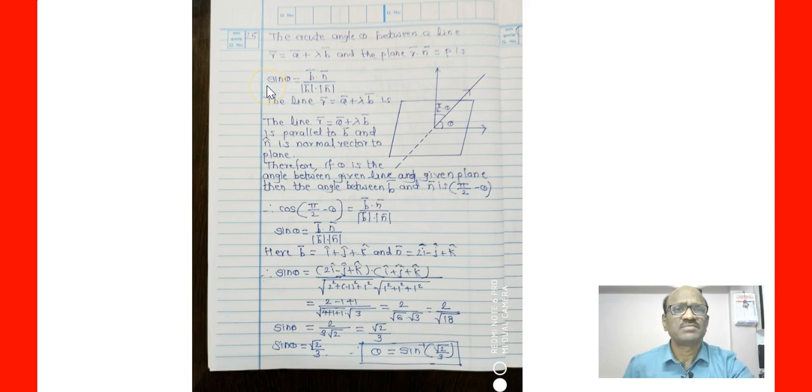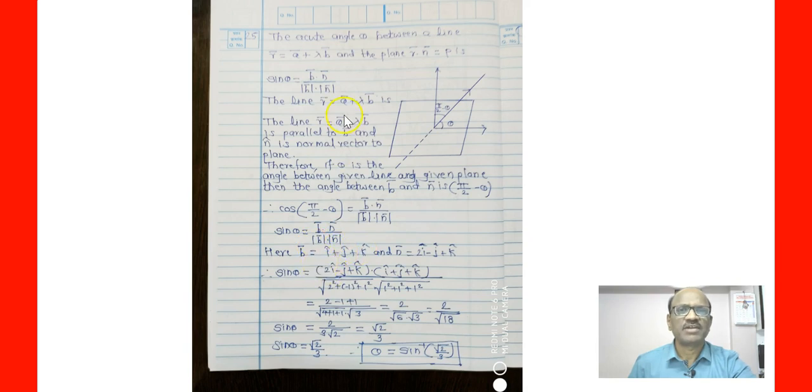This is very important. This is the equation of the line, and this is the plane. That is, r bar equals a bar plus lambda b bar, and the equation of the plane is r bar dot n bar equals p. Now these two terms we require, b and n. Therefore, sin theta is equal to b bar dot n bar upon their magnitudes. Now see this, this is the theory I had written here. You can see this also: sin theta is equal to b bar dot n bar upon the modulus of them.